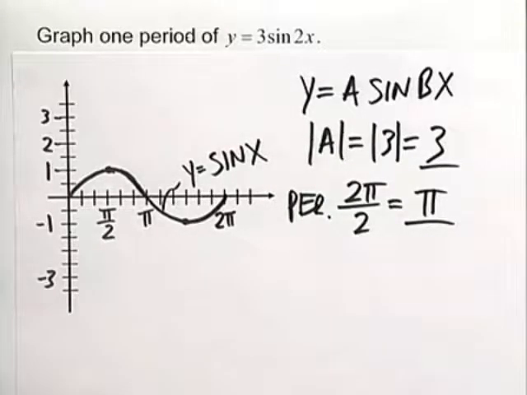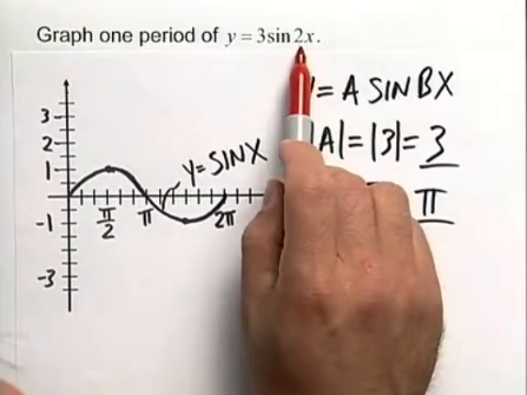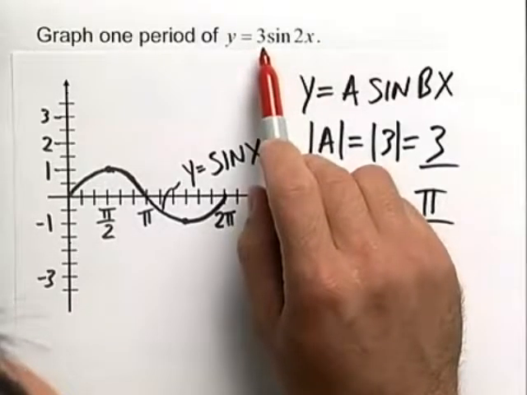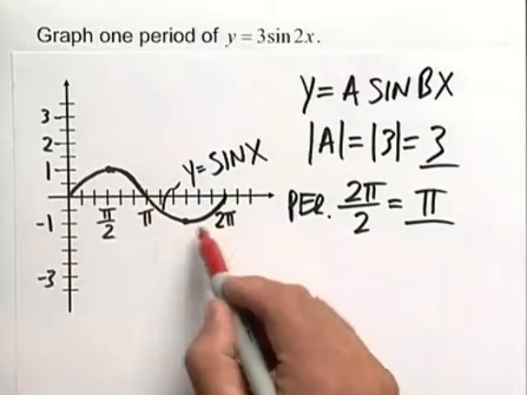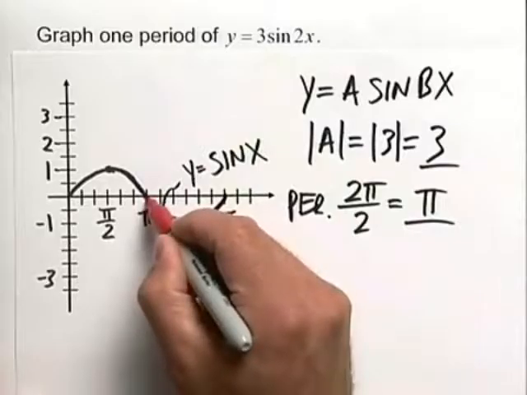Now let's think in terms of transformations of functions. We have a horizontal compression by a factor of 2 because the 2 is inside, and a vertical stretch by a factor of 3. So let's do those two transformations here. You can see I've drawn y equals the sine of x. We're going to compress this by a factor of 2 horizontally.